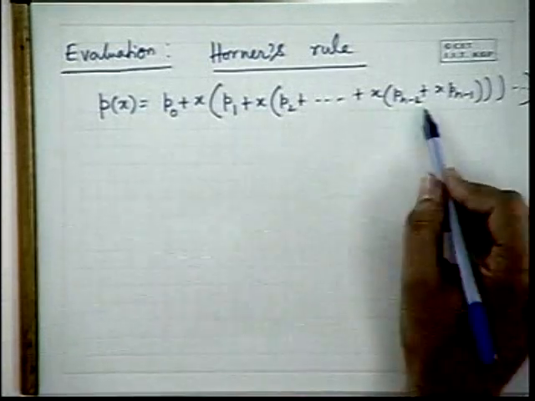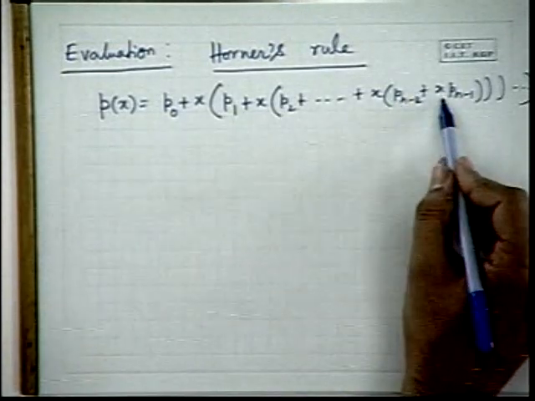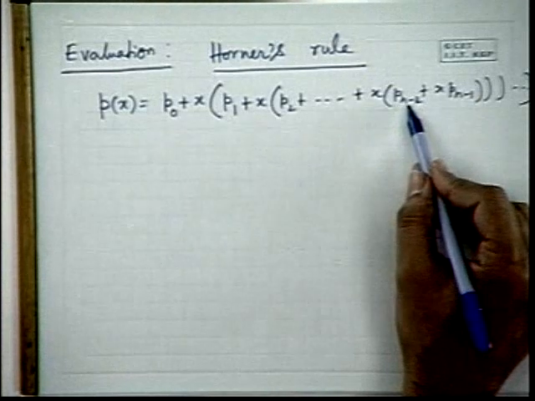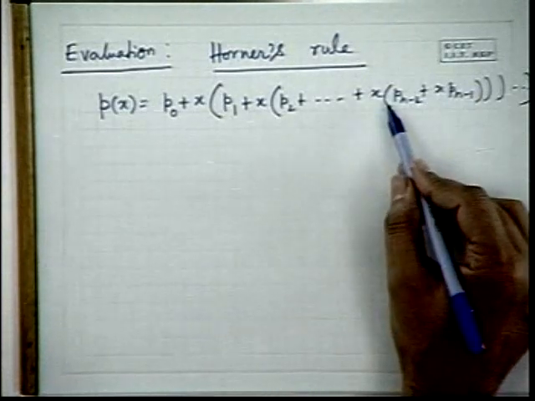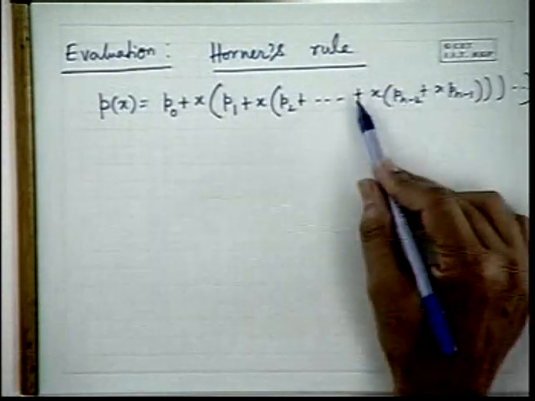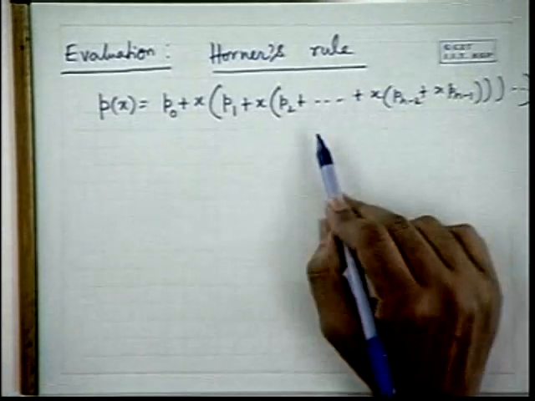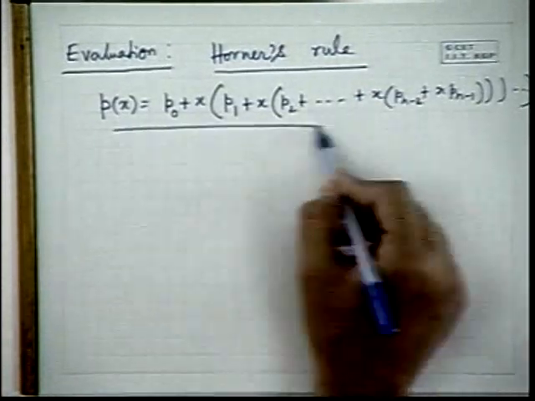So you first compute the innermost one here, x times p_{n-1}, add another coefficient, then multiply it with x, then add another coefficient, multiply it with x, and it goes on. So this is Horner's rule.